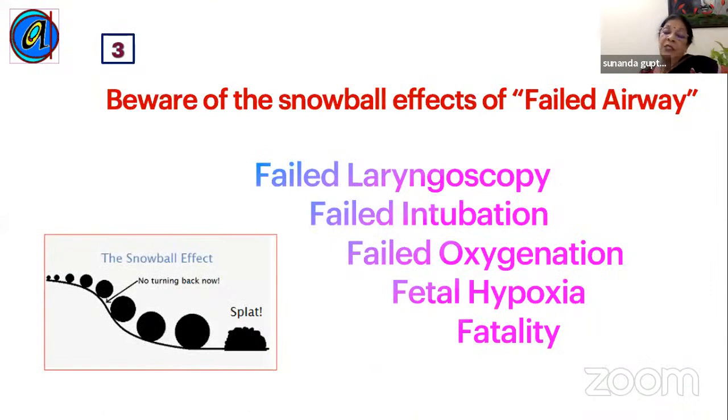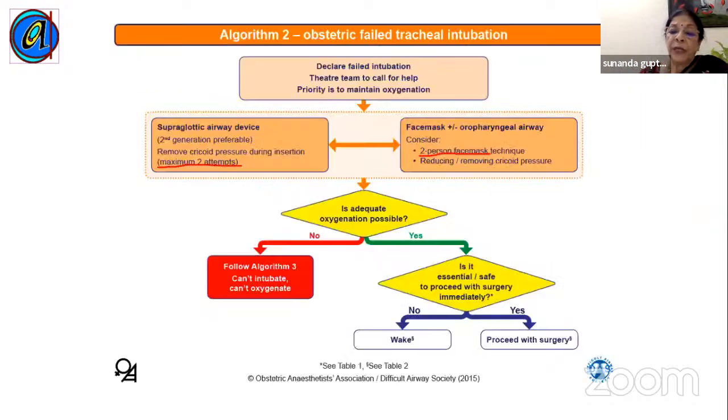The third scenario is the failed airway, and they say that it's like the snowball effect, when from high over the mountain, the snowball keeps on gathering momentum and more snow around. Similarly, initially failed laryngoscopy occurs, then we land up with failed intubation, then we land up with failed oxygenation. You have fetal hypoxia on your hands and you land up with losing both the mother and the child.